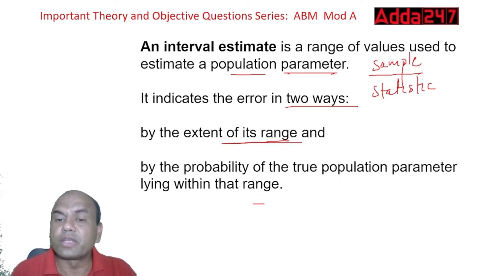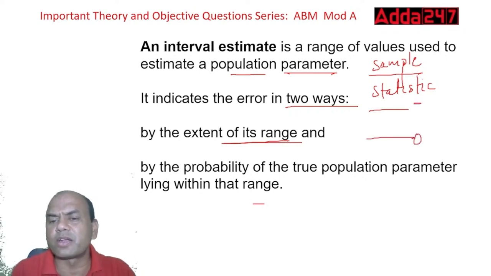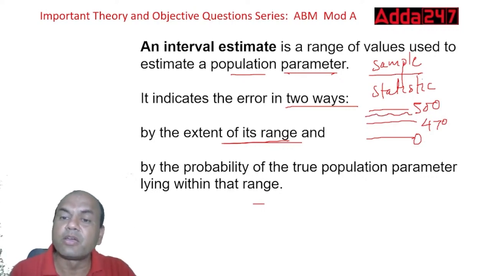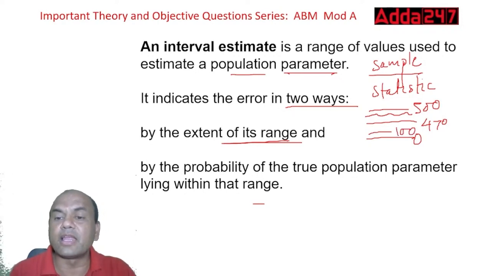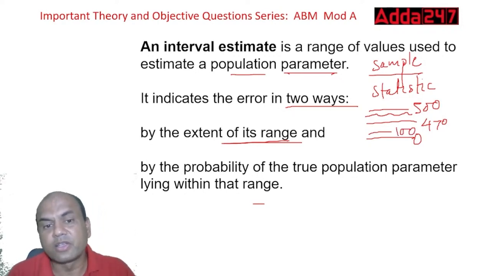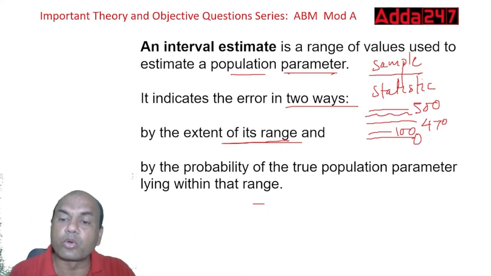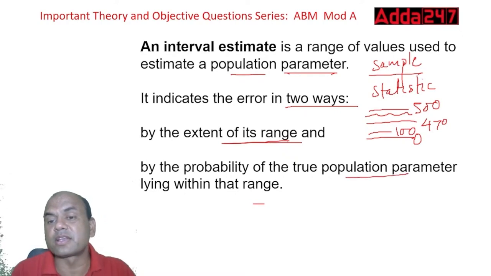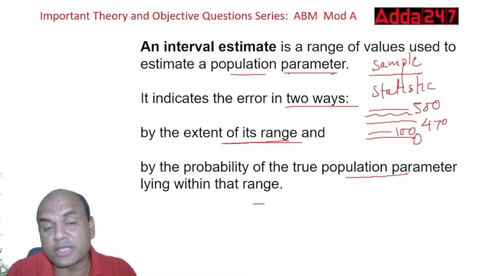that range. So within that range, if I give you this range of 0 to 500, definitely India will score between 0 to 500. But if I give you the range that India will score between 470 to 500, now this is the accurate range. So my answer will lie somewhere in between. If it lies, then I'm accurate. If my answer doesn't lie over here, it lies somewhere in 100 only, then I'm far beyond this range, right? So the extent of its range and the probability of the true population parameter lying within that range. So actually the answer should lie within this range. Okay. So that is a good interval estimate.